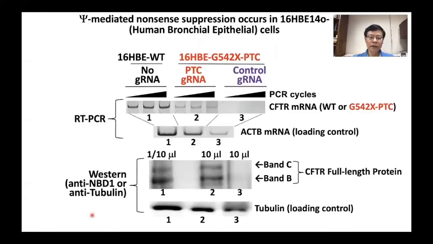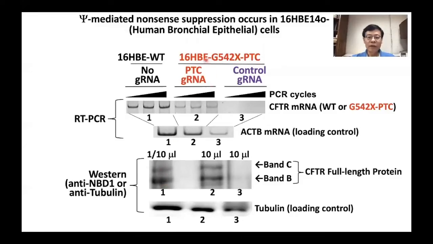And we turn to a different cell line, the human bronchial epithelial cells, wild-type cells that contain endogenous CFTR with no PTC. We measured the messenger RNA and also protein. As you can see, a fairly large amount of messenger RNA and the protein, two forms, B and C, full-length CFTR proteins were detected.